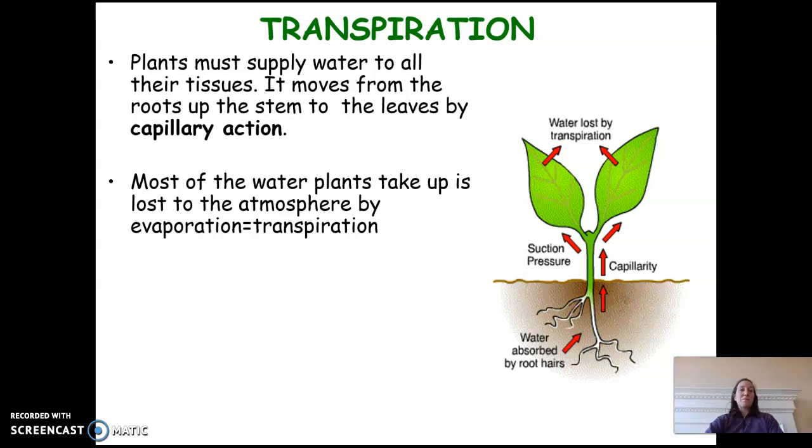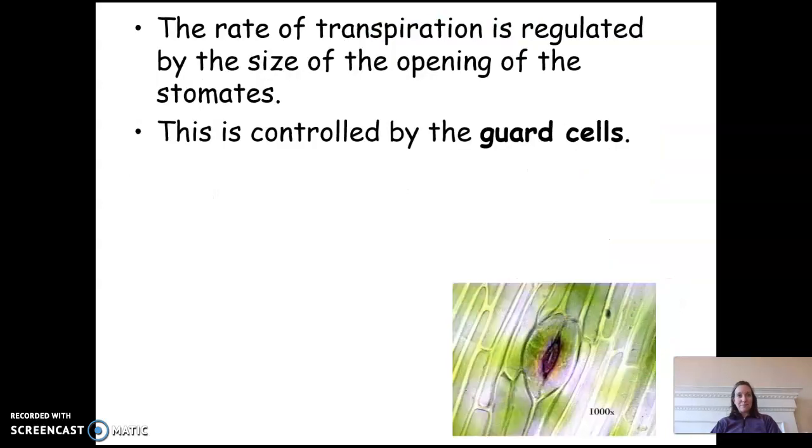So most of the water that plants take up is lost to the atmosphere by transpiration. It's a big part of the water cycle that's often not discussed. The rate of transpiration is controlled by the stomates, or the stomata. Okay, stomata is plural for stoma, and here we have the guard cells with the stoma right here.